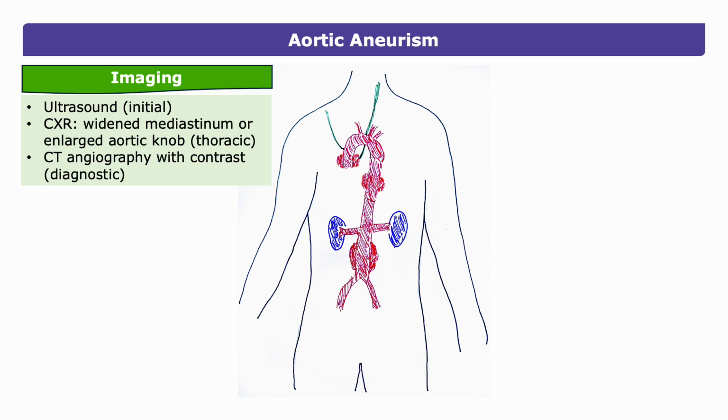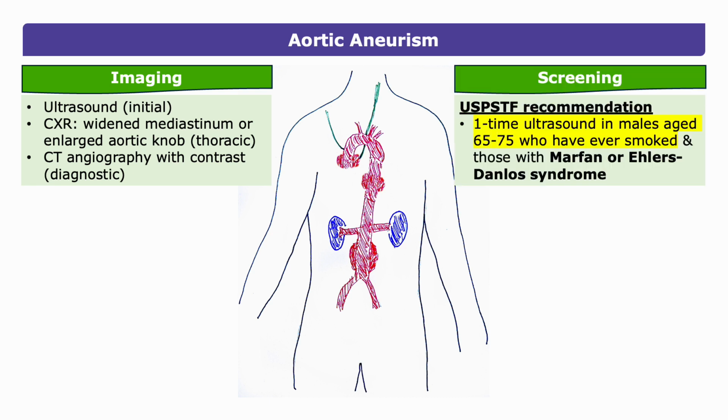When it comes to imaging, ultrasound is going to be usually the initial step. In addition, we can also do a chest X-ray for thoracic aneurysms, which may show widening of the mediastinum. CT angiography with contrast is going to be confirmatory and diagnostic of an aortic aneurysm. For your exams, you need to remember the screening recommendations, which at the moment when I'm making this video, is one-time ultrasound in males between 65 and 75 years of age who ever smoked, and also those individuals with Marfan or Ehlers-Danlos syndrome.